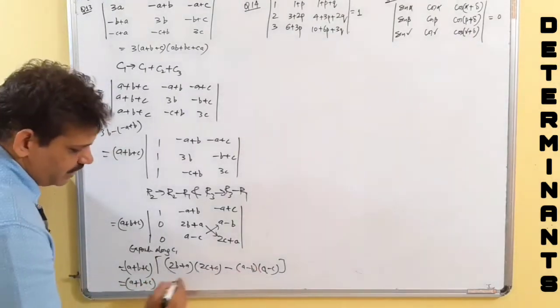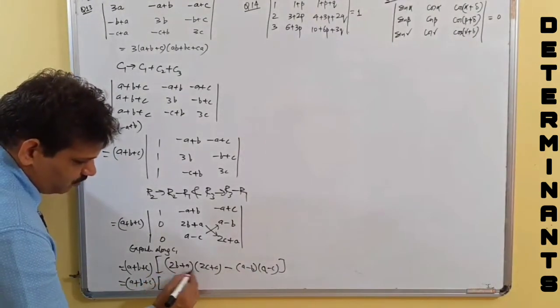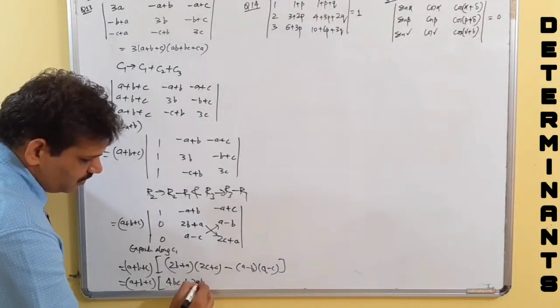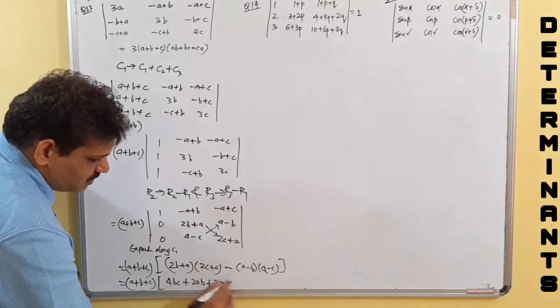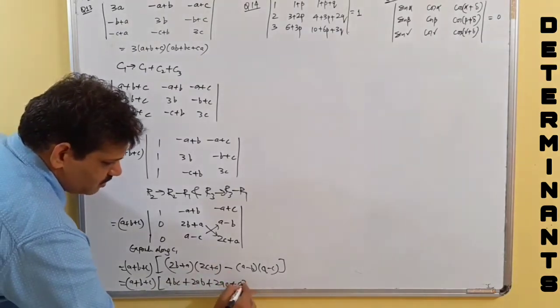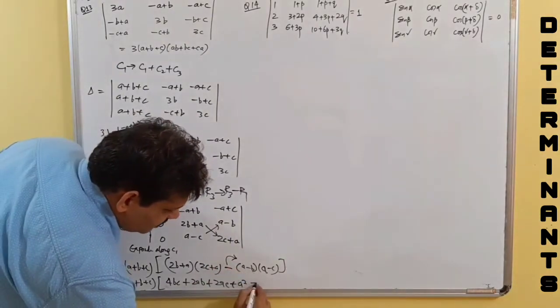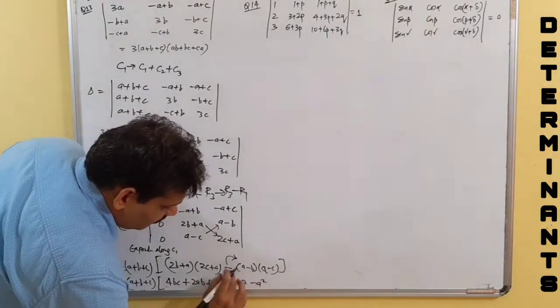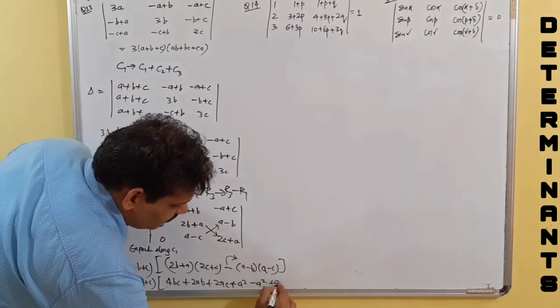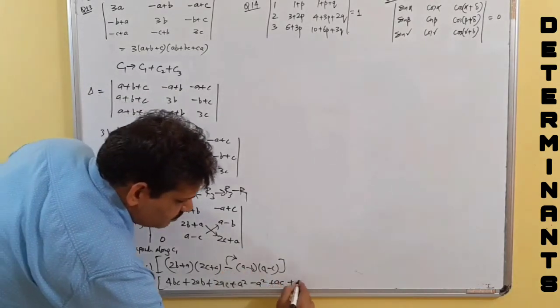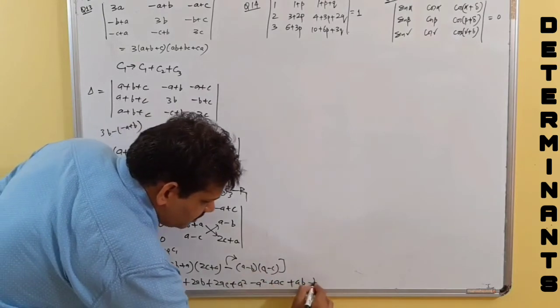Here 4 and 4, 8 terms are there. Let's check. 2B into 2C is 4BC. 2B into A is 2AB. A into 2C is 2AC. A into A is A square. Now minus times these 4 terms. So A into A, minus A square. Again minus A into minus C is plus AC. Again minus minus plus B. Now B will be multiplied by these two. So AB and minus BC.